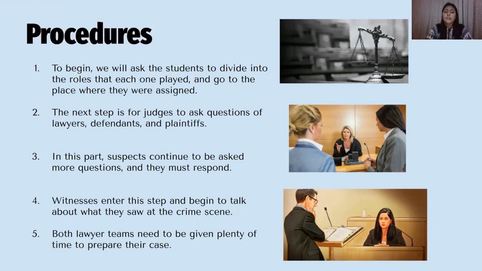The second step is for judges to ask questions of lawyers, defendants, and plaintiffs. In this step, one of the judges should ask the question, what was stolen? The next judge will ask who it was stolen from, and the third judge asks where it was stolen. In the third step, suspects continue to be asked more questions and they must respond. Now, in this step, the witness enters and each lawyer of each party asks the following questions.